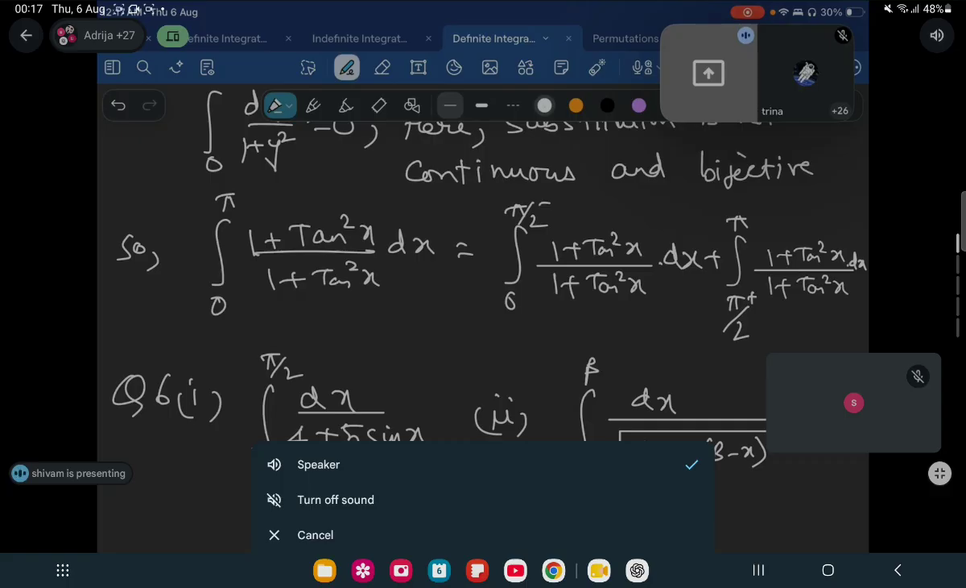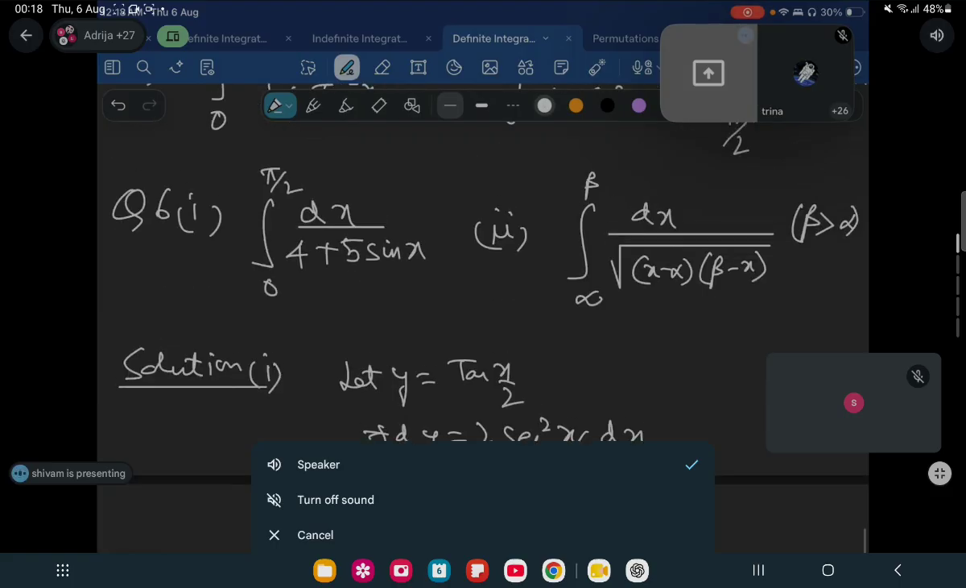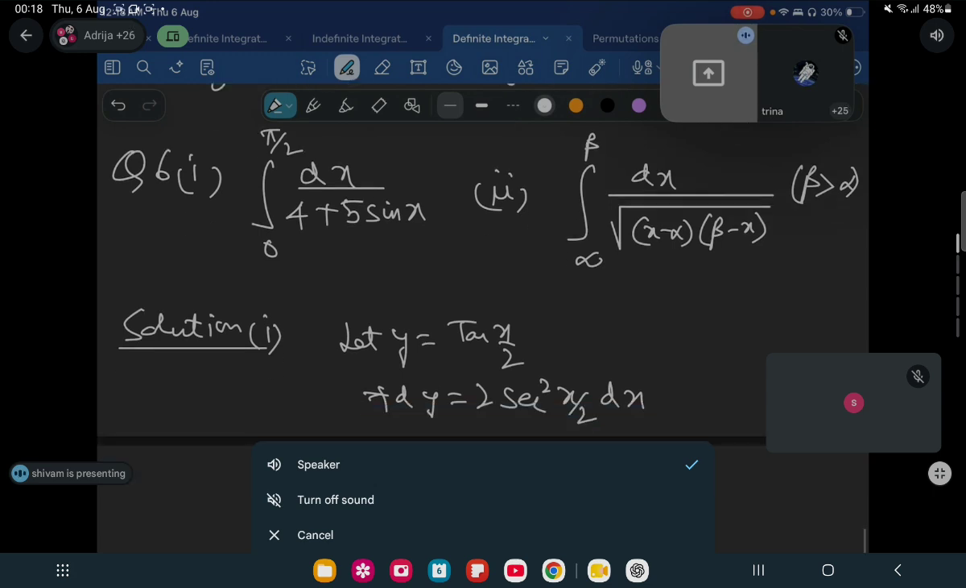Okay, let me start with the first one. dx by 4 plus 5 sin x. Do you remember indefinite integral, we have done this. We have to take the substitution y equal to tan x by 2. What is dy? dy is equal to 2 sec square x by 2 dx. Again, as x tends to 0, y will also tend to 0, and as x tends to pi by 2, y tends to 1.